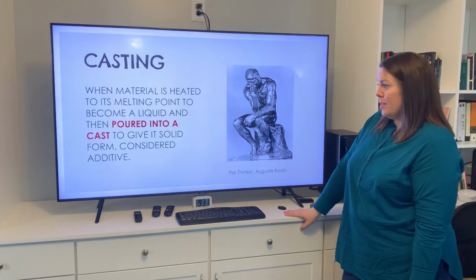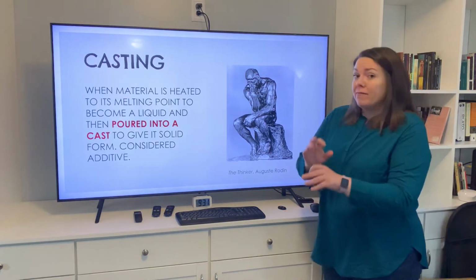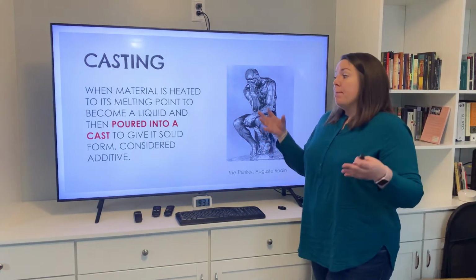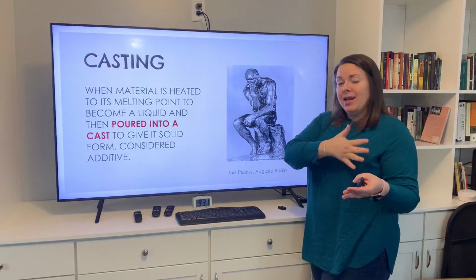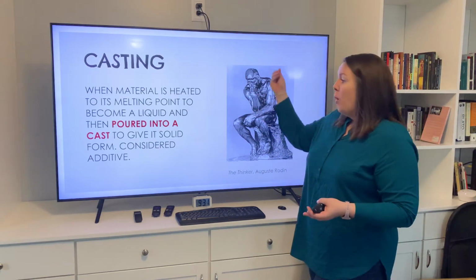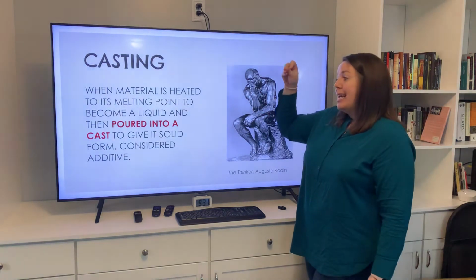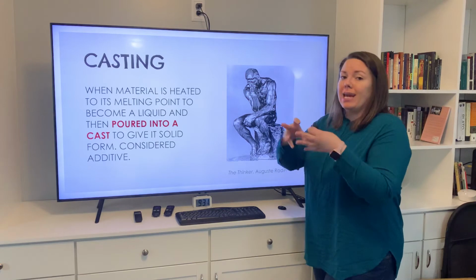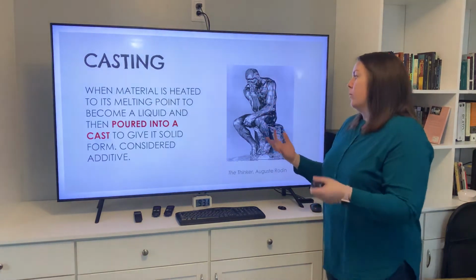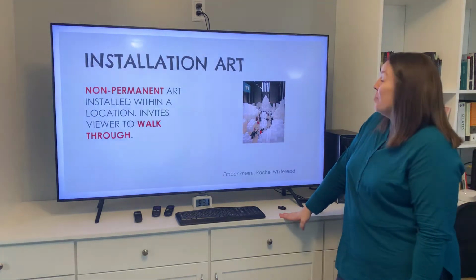Casting. This is considered an additive method. It is almost like reverse sculpture. You make a mold or a cast, like plaster, and then you carve things away from the plaster, and then you pour liquid, like liquid molten bronze, into the cast, and then it hardens, cools down, and then you take the cast off, and you have this beautiful form. It is like you're literally sculpting in reverse. It's pretty cool.